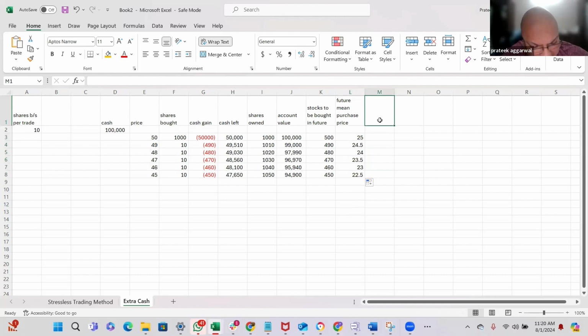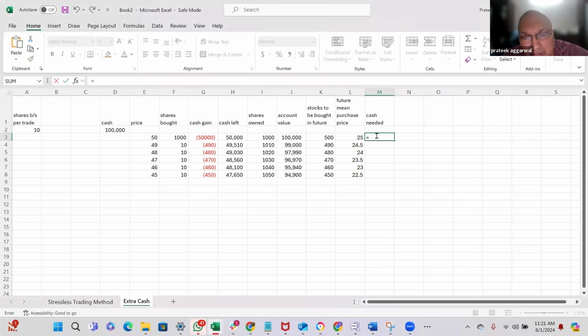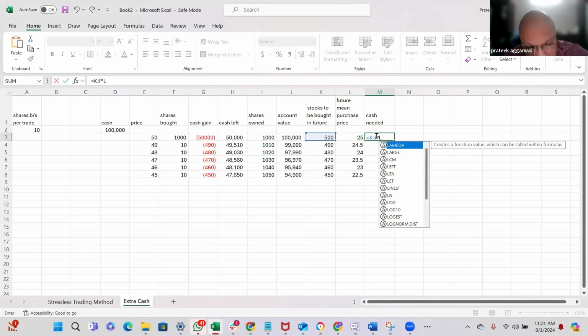So using these two, I can calculate something called cash needed. How much cash do I need in the future? That cash that I need in the future is nothing but a product of column K and column L. So that is just K3 multiplied by L3.